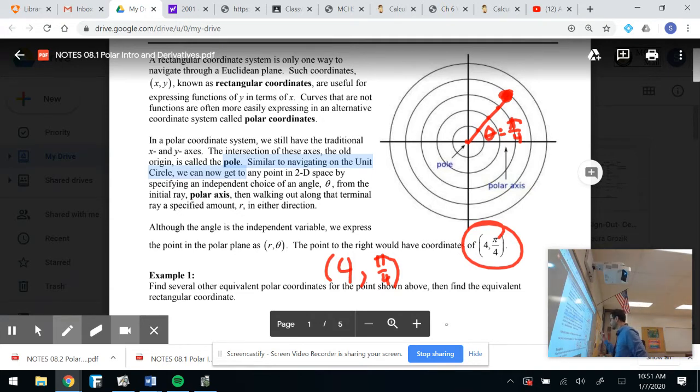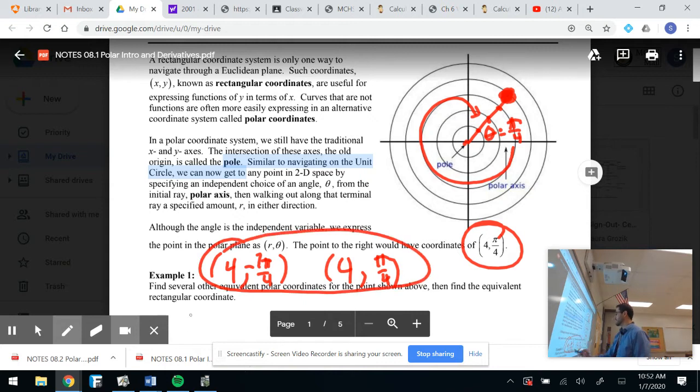Now, for a brief introduction here, what else could I call that point? Hopefully you're thinking at home, what if I went this way instead? Well, what would my angle be? My angle in that situation would be negative 7 pi over 4, going this way, and it's still out 1, 2, 3, 4. So it'd still be 4 comma negative 7 pi over 4. Those give me the same exact point.